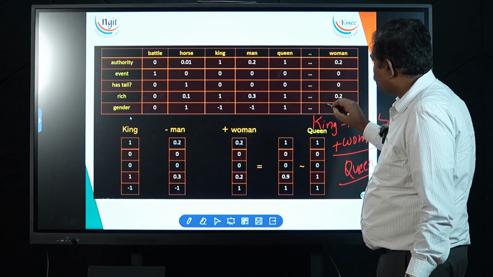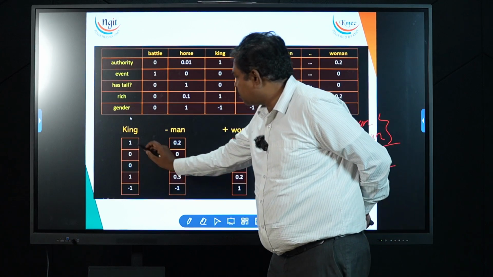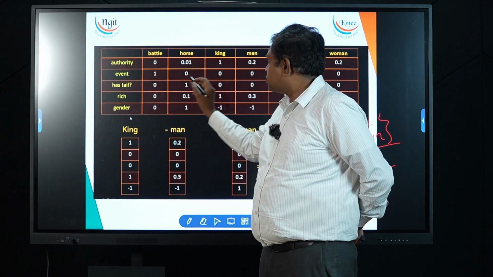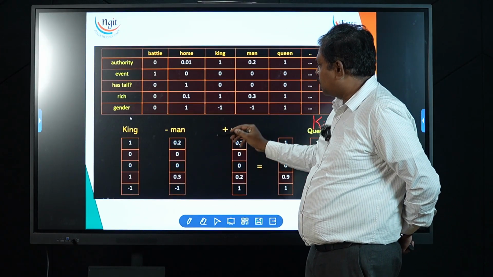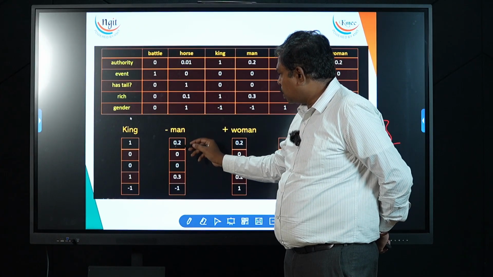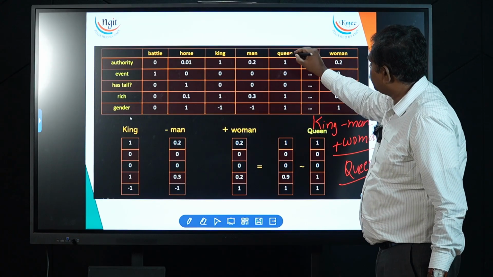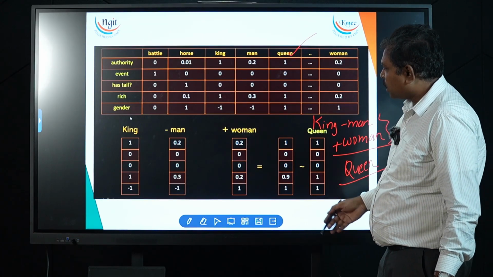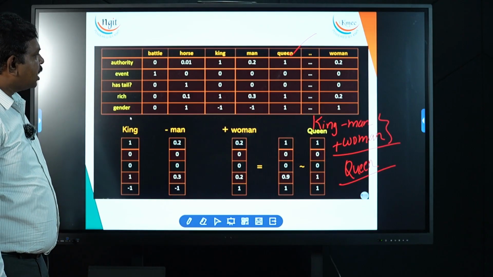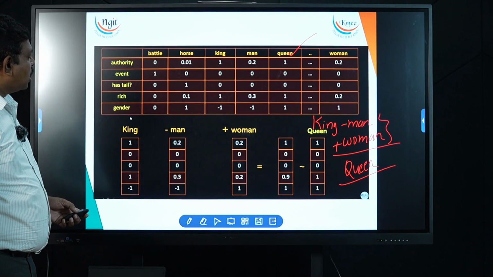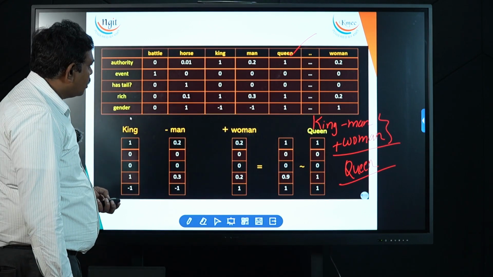But our neural network model, with this distributed representation, takes the values of king as they are related to other words, with their values 1, 0, 0, 1, minus 1. It takes the values of man and woman in the network. When you add them together, they most closely match the queen data. So indirectly we can conclude that king minus man plus woman is nothing but a queen. This kind of logic we can apply in neural networks when we show the data in the form of a distributed representation.